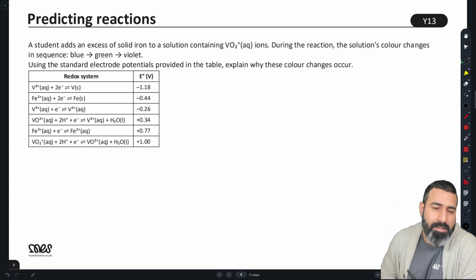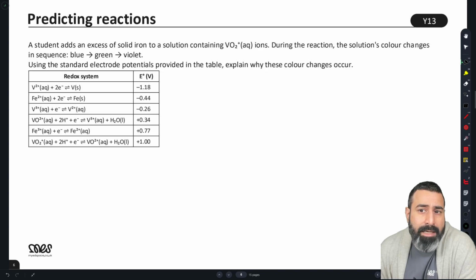Greetings, A-level chemists. Here we're going to have a look at some electrochemistry, or redox 2 as it's sometimes called, and we're looking at it under the scope of predicting reactions.